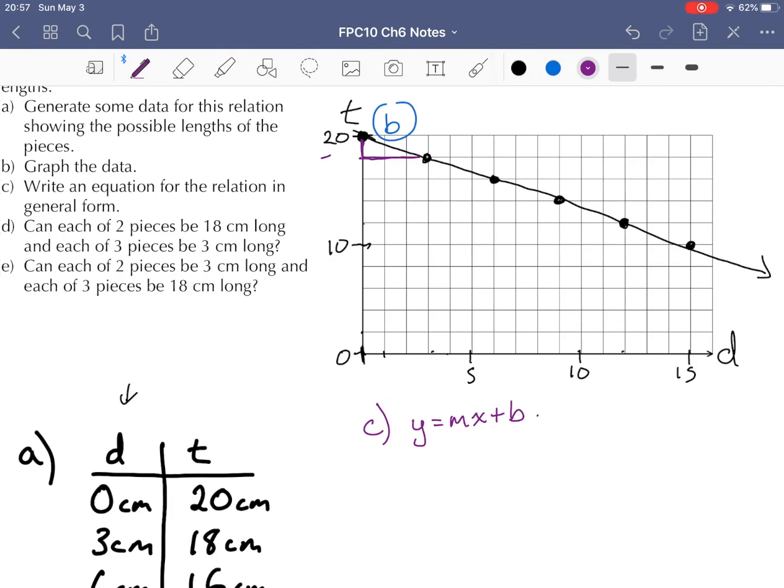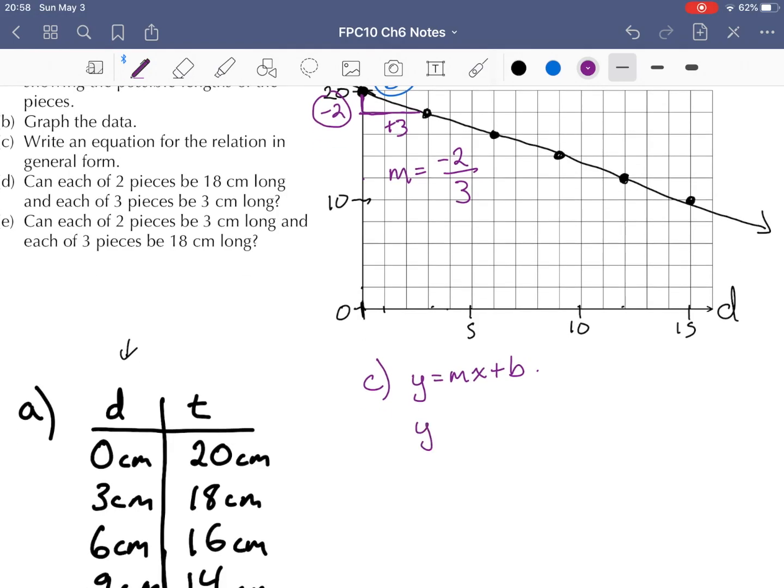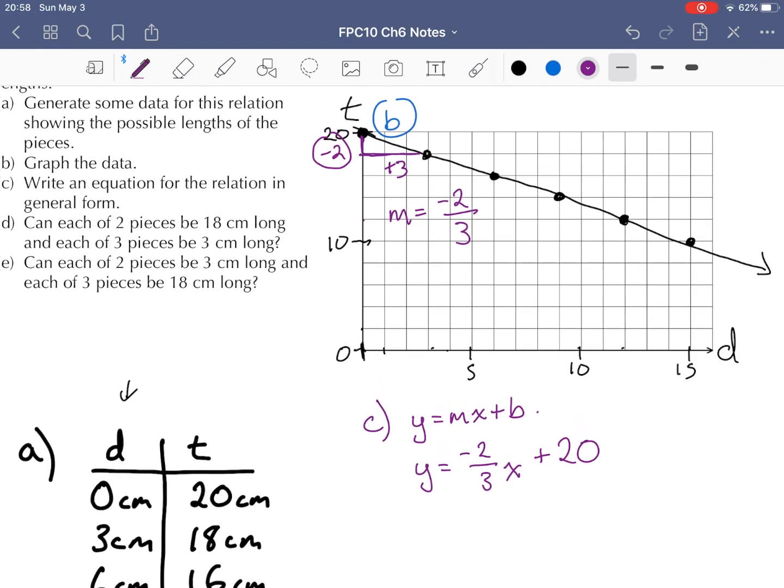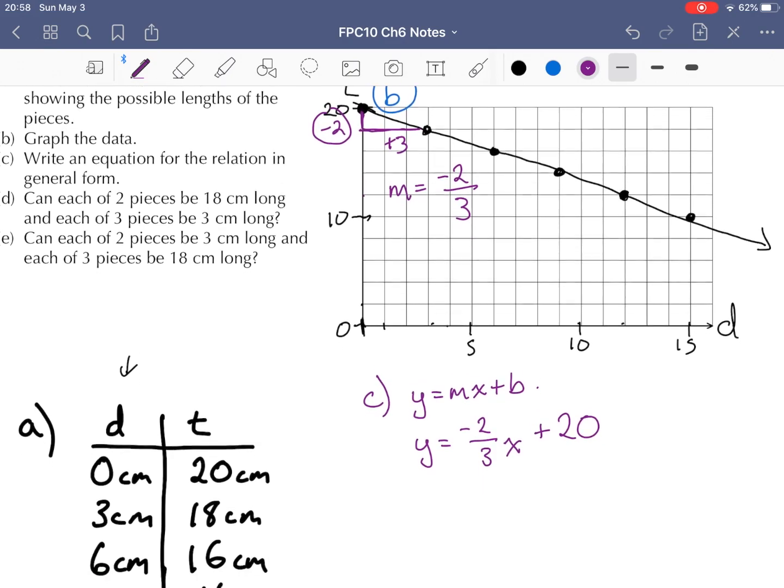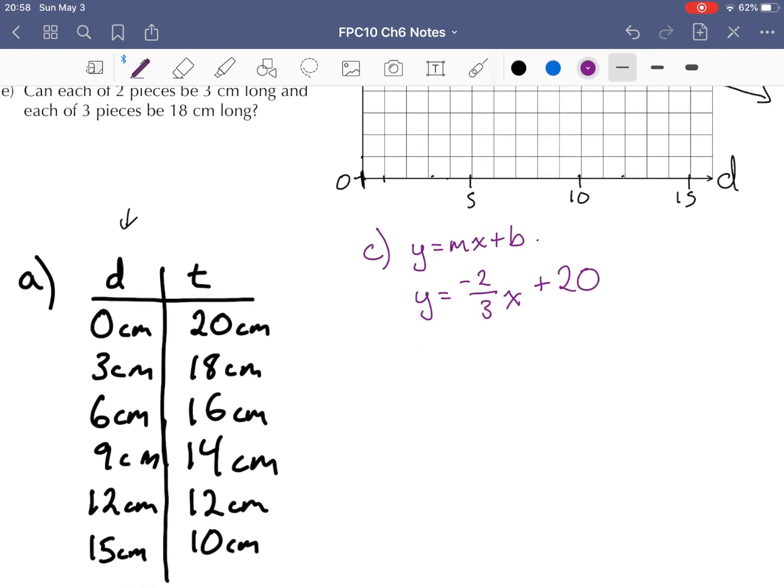Because we can see our slope. This goes down 2, and it goes over 3. Remember when you're doing slope to always watch the scales. Each grid up and down is 2, so it goes down 2 over 3. So our slope is equal to negative 2 over 3. Watch the scales. So our equation is negative 2 over 3x plus 20. That's our equation in y equals mx plus b form.